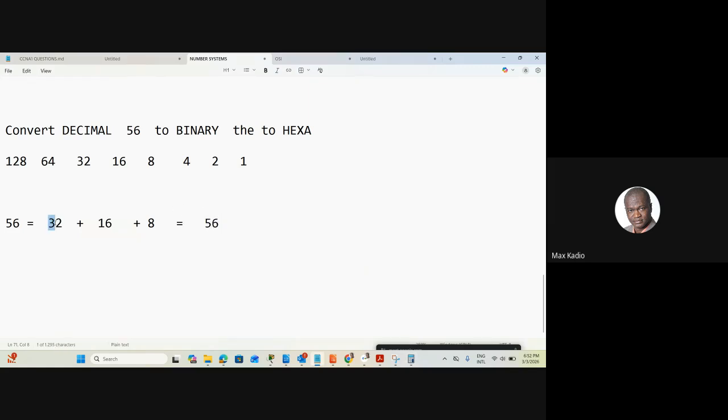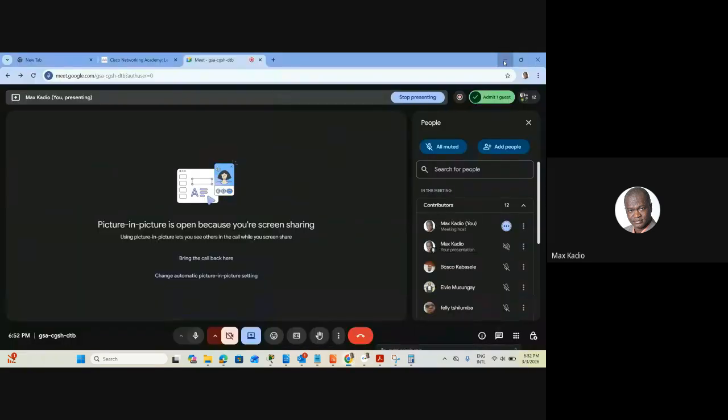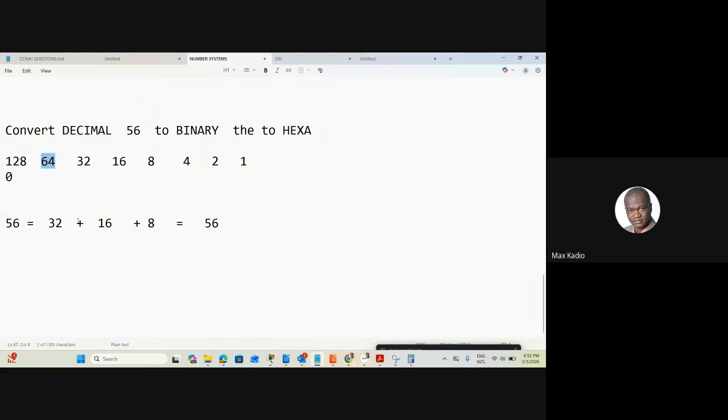Now I go to my table here. I took 32, so I didn't take 128. I didn't take this one, so I put 0. Did I take 64? No, so I put 0 on that. Did I take 32? Yes, 32 is here, so I put 1 on that. Did I take 16? Yes, so I put 1 on that.